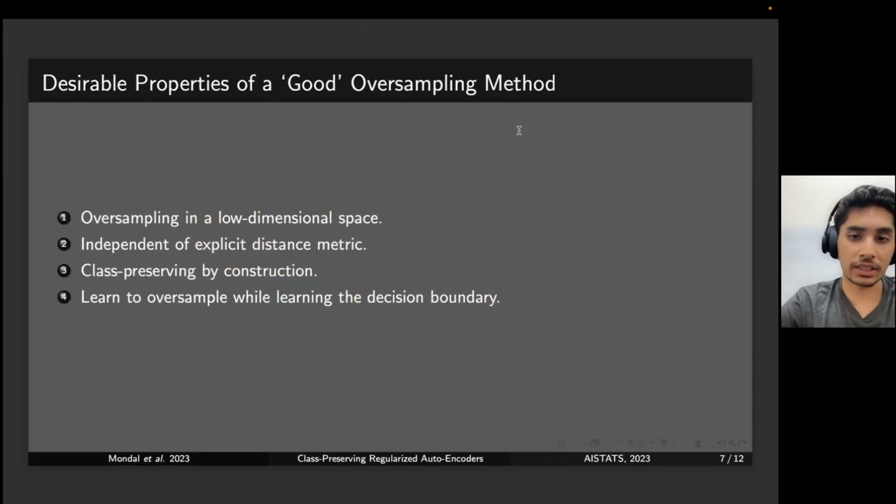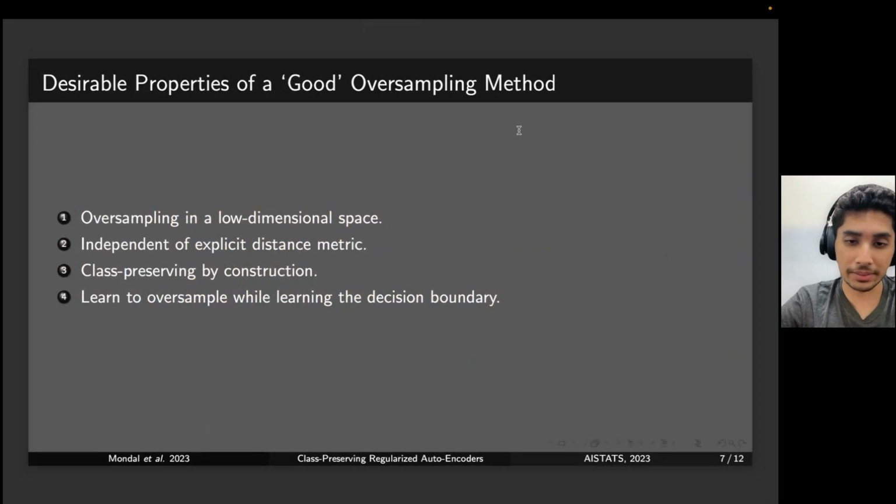Given these methods, we ask ourselves what are the properties that a method should inherit in order to be a good oversampling method. We conjecture four such properties. In particular, the oversampling should occur in a low dimensional space. The second conjecture is that the oversampling procedure should be independent of an explicit distance metric.